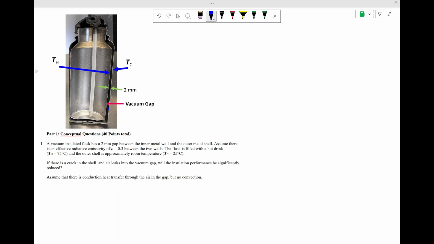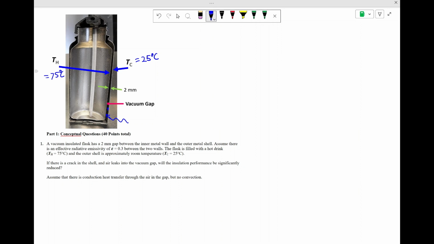So TH here is 75C. And we're going to say that the outer wall of this flask is close to room temperature. So TC here is 25C. And there's some kind of crack in the shell. And as a result, some air gets into that gap and it'll essentially recover ambient pressure or room pressure.